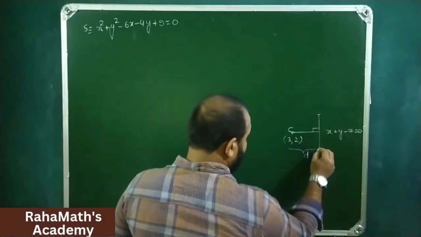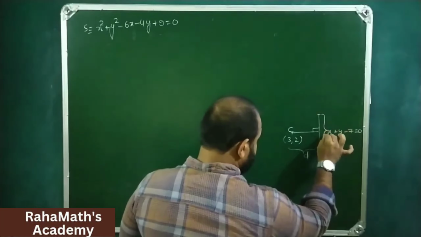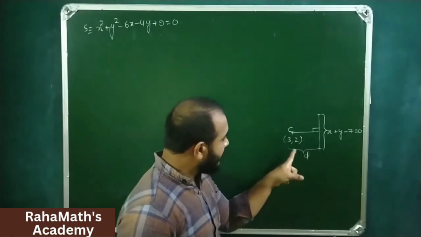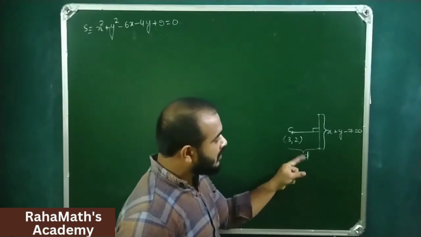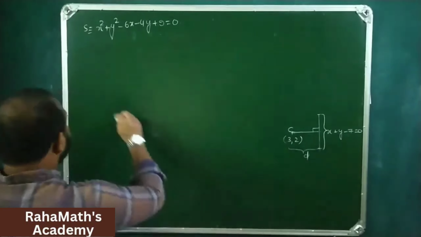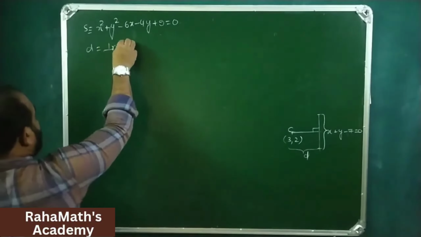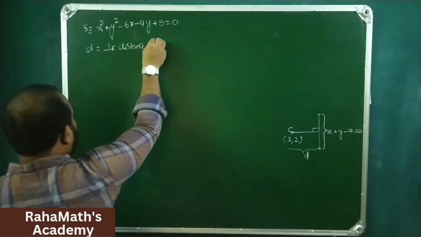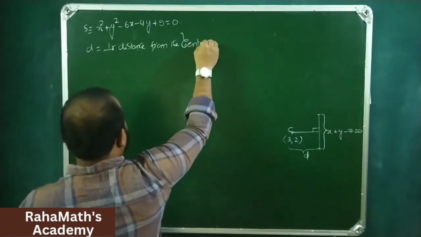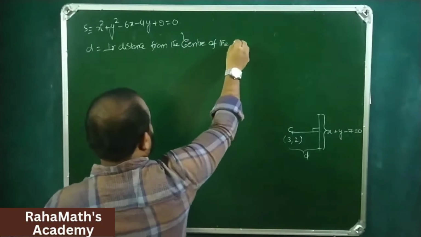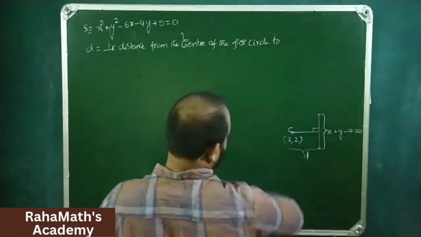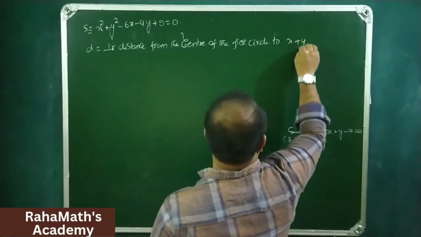So this is the length of the chord. This length of the chord is C, and D is the perpendicular distance from the center of this circle to the line that we got earlier, x plus y minus 7 equals to 0. First, what is D? D is equal to the perpendicular distance from the center of the first circle to x plus y minus 7 equals to 0.